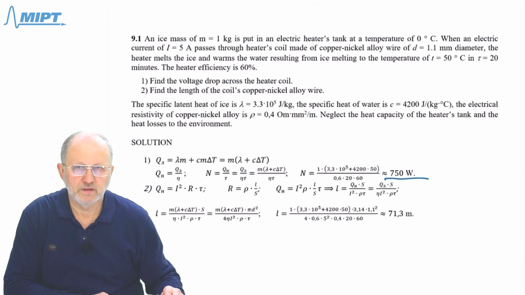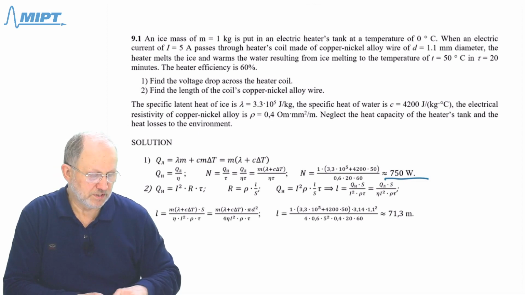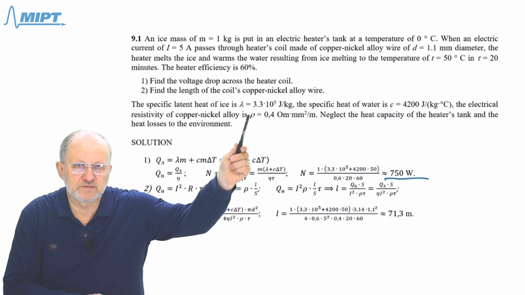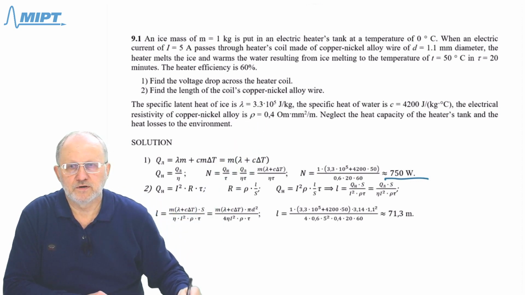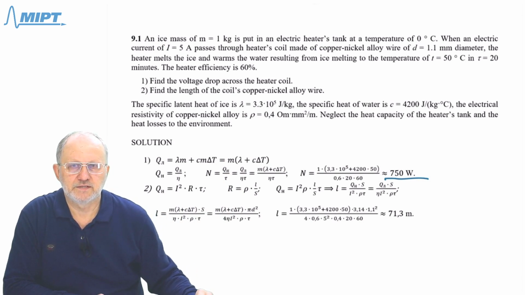The second question in this problem is: find the length of the coil's copper-nickel alloy wire. So we have to find the length of this wire if all the quantities are given, like the resistivity of copper-nickel alloy, which is given in this problem. And also we have to neglect the heat capacity of the heater's tank and the heat losses to the environment.